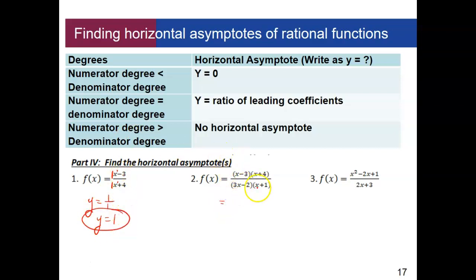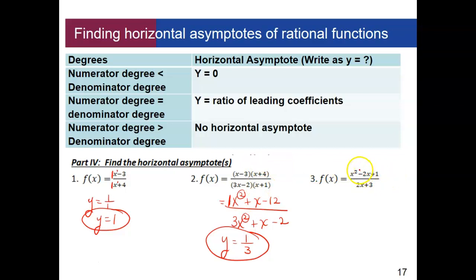Okay, unfortunately, horizontal asymptotes are easier to find in their non-factored form. So what we're going to do here is just multiply this out. Here, and then we'll have 3x squared plus x minus 2. We can see that our degrees are the same, so we're going to look at the ratio of the leading coefficients. So we'll have y equals 1/3.